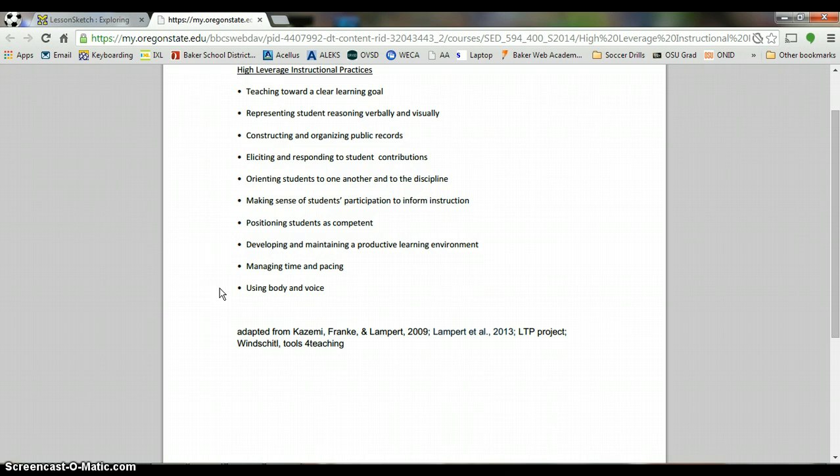Like teaching towards a clear learning goal or eliciting and responding to student contributions. That's a big thing for me because that's all I'm doing: I'm talking to them, I'm eliciting a response from them, and I'm building upon that response when I'm tutoring them on a one-on-one basis. And using my body and voice is also a big key to it because if I'm not paying attention and if I'm on my iPhone texting other students, they're going to see that, and it's not going to be a productive learning environment for them.